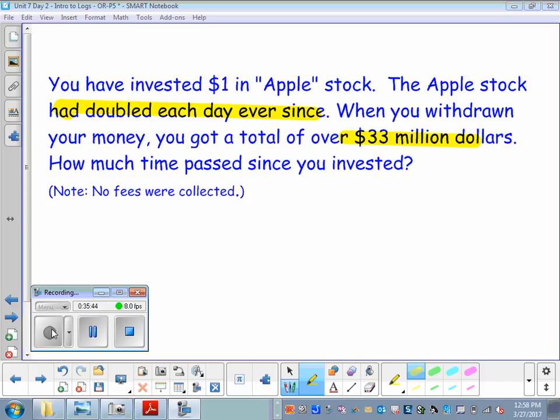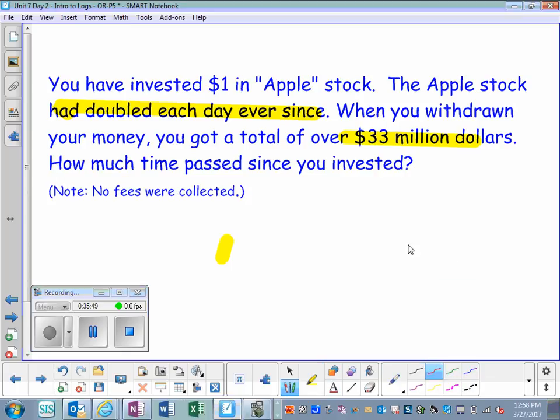Okay, so I start with $1. How much do I have after 1 day? $2, right? So multiplied by 2. How much after 3 days? $4. So 1 times 2 to the power of 3, right? Day 1, day 2. After n or x days, how much money do I have? 2 to the power of what?